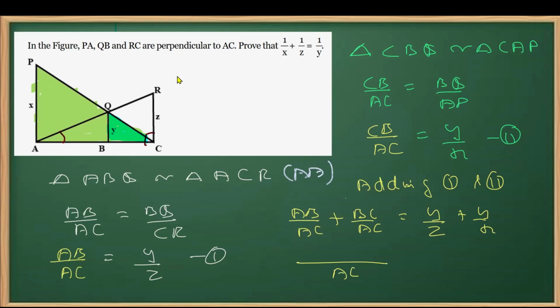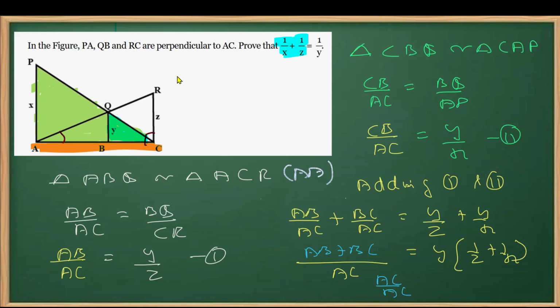Now we have the same denominator on the left, so it will give you AB plus BC over AC. On the right, if I take y common, why am I taking y common? Because we need 1 over x. So this comes out to be y times 1 over z plus 1 over x. Now from the figure, you have to see what AB plus BC is. AB is this and BC is this, so when they are added you get AC. So I'll replace this with AC.